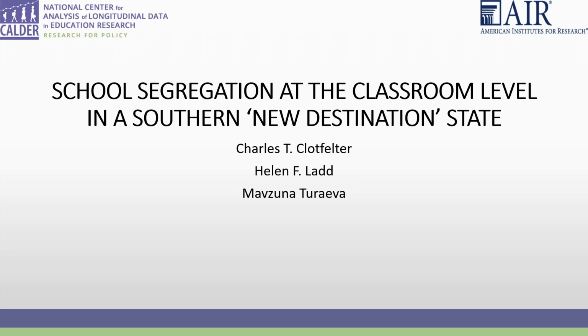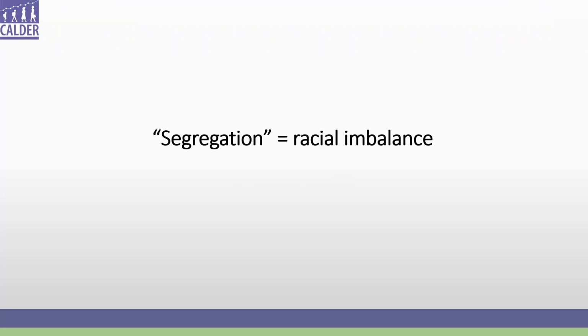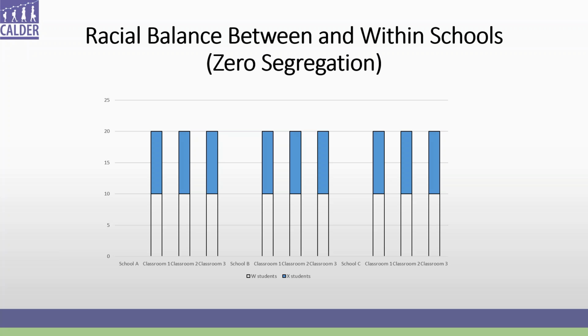When scholars of whatever discipline look at school segregation these days, they mean imbalance. So what you could see in our paper is that we're trying to take the concept of imbalance from schools to within schools. Imagine a simple district with 3 schools, and each school has 3 classrooms. Here's a picture of it. This is a balanced school where we have 2 groups, W and X, and each classroom in every school has the same racial composition, balanced.